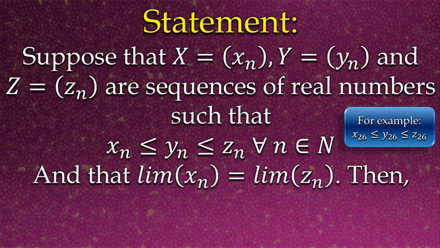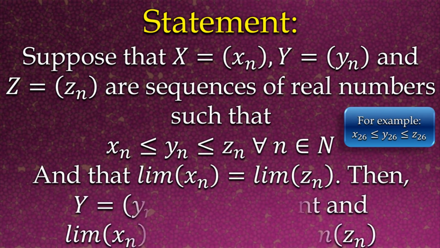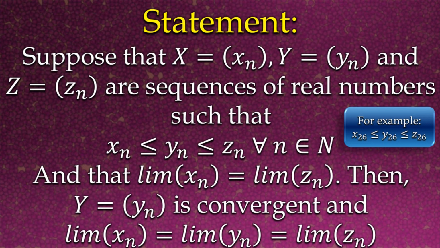Alright. Now the second relationship that these sequences have is that the limit of xn and the limit of zn are the same. Now what we have to prove is that the sequence yn is convergent, which means yn is also approaching a specific limit, and that limit is also equal to the limit of xn and zn.